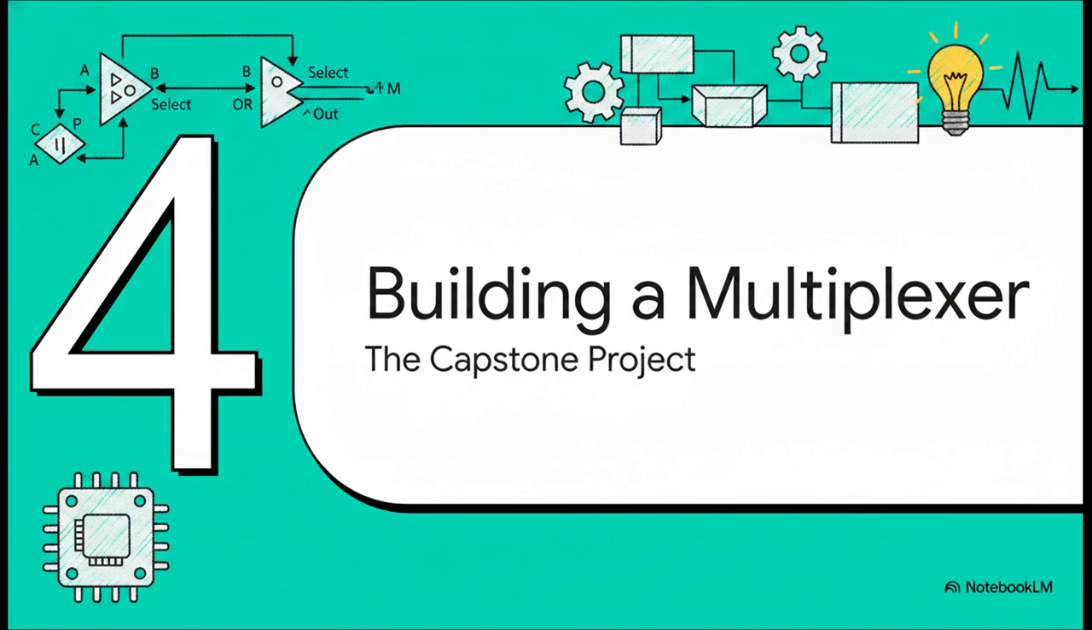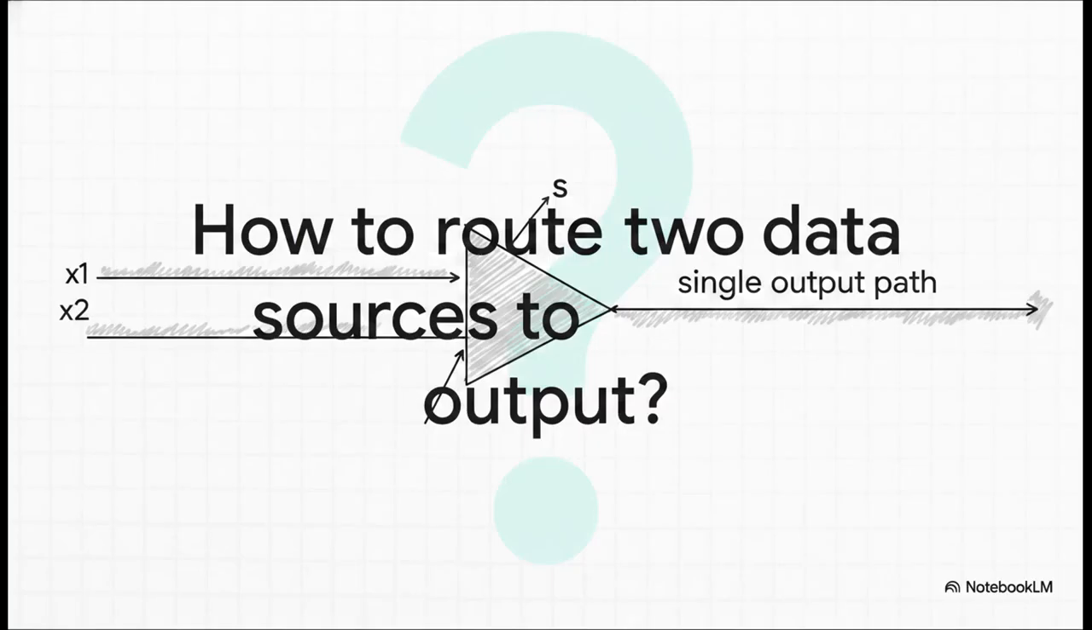All right, Section 4. Building your first multiplexer, the capstone project. Let's apply everything we've talked about to a highly practical beginner module. To really grasp why we need a multiplexer, ask yourself this. How do we route two entirely different data sources into a single output? And how do we control which one gets through? Imagine we have two separate streams of data coming in, input x1 and input x2. We only have one output path, so we need to choose between them dynamically on the fly.